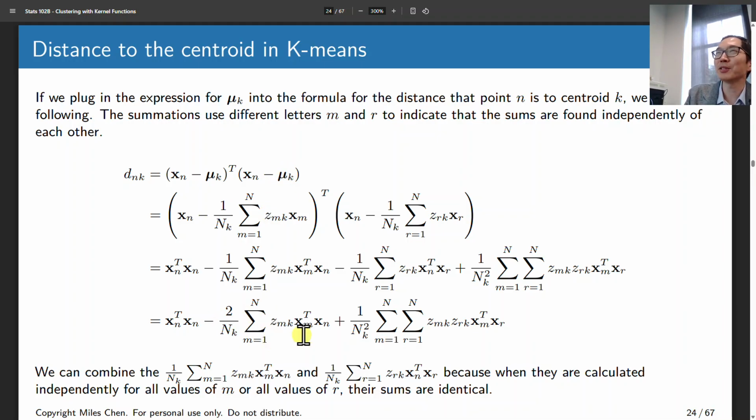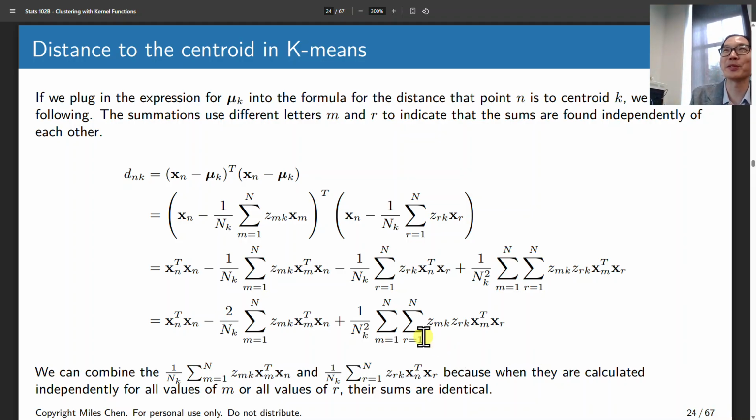Now, you say, well, that doesn't seem like we've made our life any easier, because mu is just, I take the points assigned to the cluster, I add them up and divide by how many I have. So that's pretty simple. Why would we bother making my life much harder by having all of these products between xm and all of this stuff? And this just looks a whole lot worse with all of this double summation stuff. Okay.